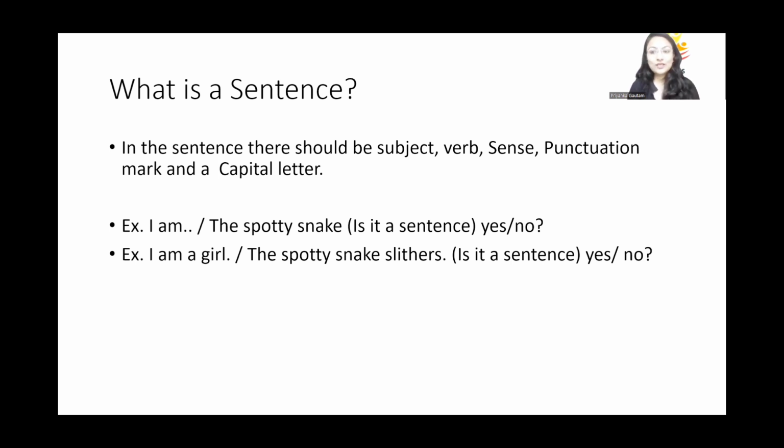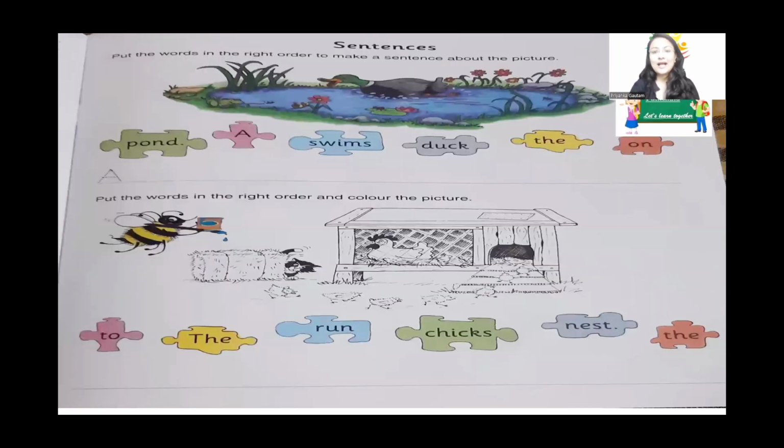Now it's your turn to make the perfect sentences. Okay, see here we have some words and we are going to arrange these words and make a sentence. So here you can see the picture and we will make one perfect sentence. Like here, pond swims duck the. So we are going to arrange it. Let's get started.